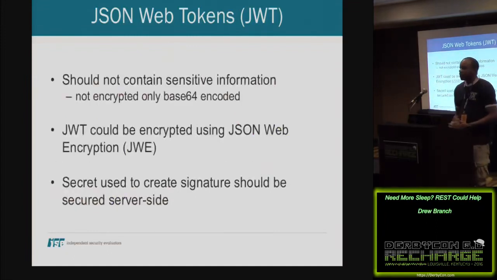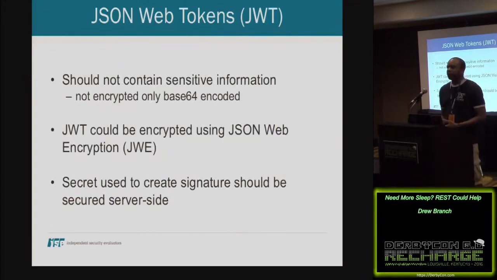So JSON web tokens should not contain any sensitive information because they're not encrypted. They're just base64 encoded. You could, although, encrypt your JSON web token using JSON web encryption. The secret used to create the signature should be secured on the server side because we don't want users to forge their own JSON web tokens.